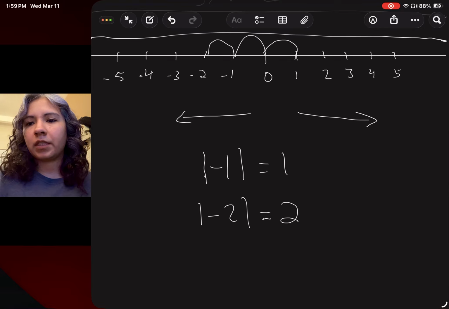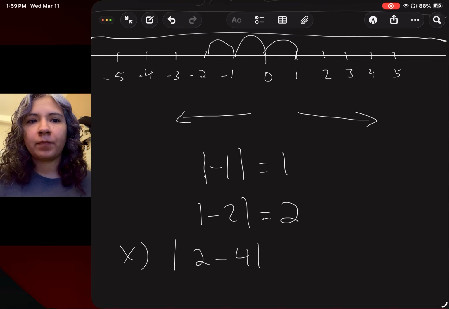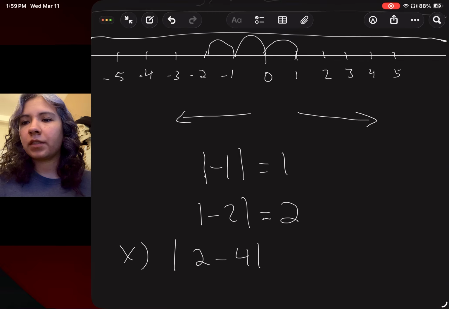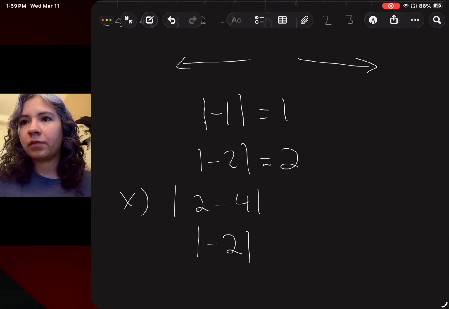So let's do an example where we do the absolute value of 2 minus 4. Okay, so the first thing we're going to do is 2 minus 4 is -2. The absolute value of -2 is 2.